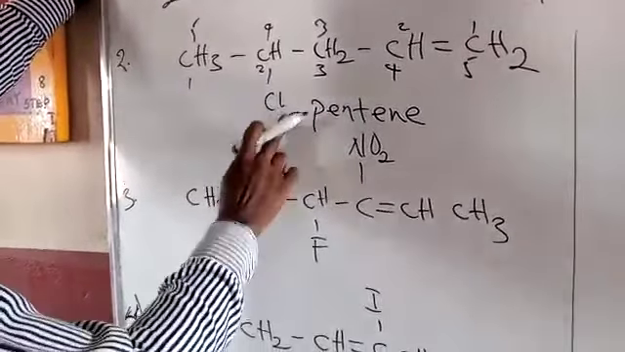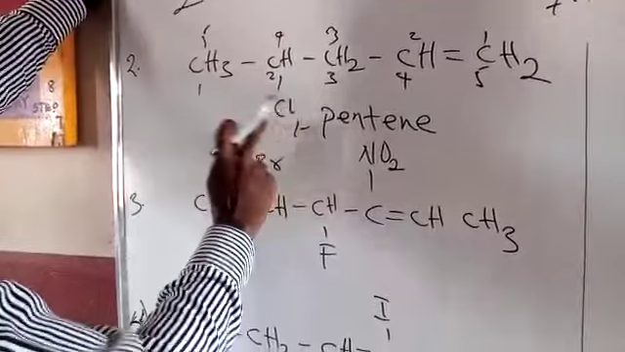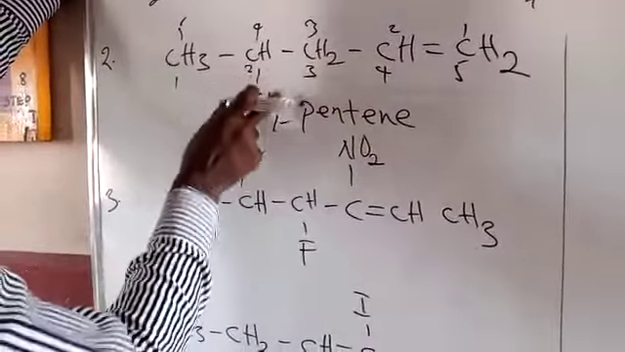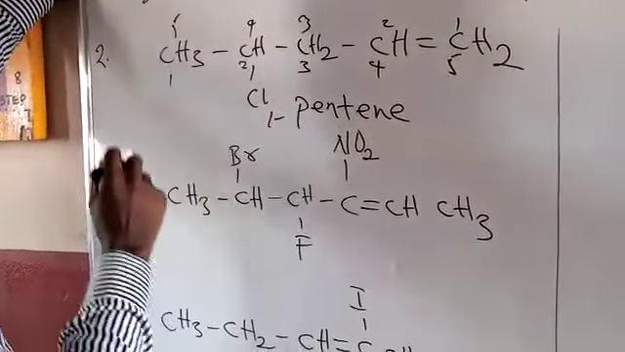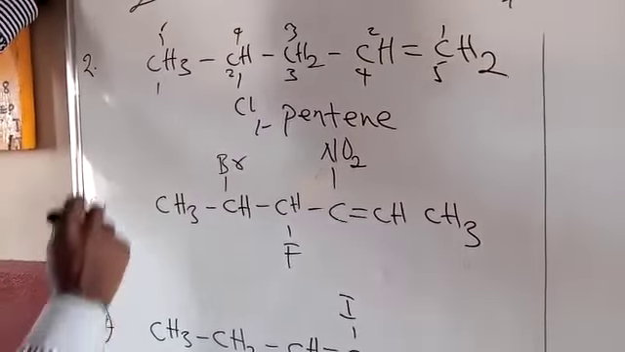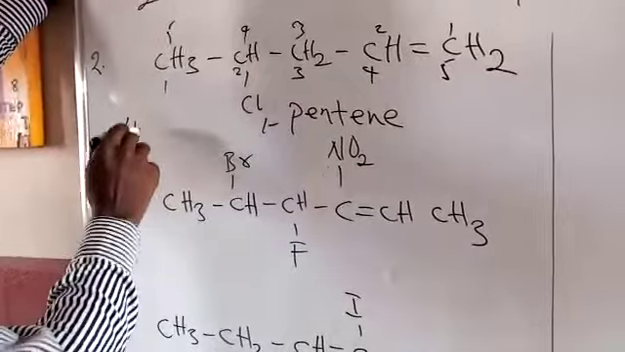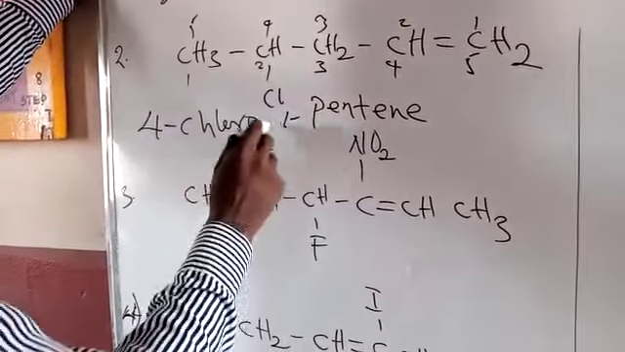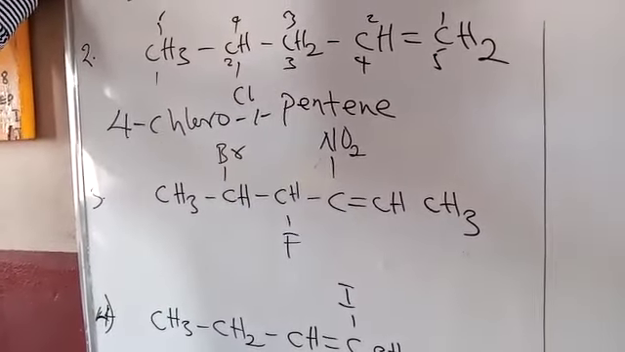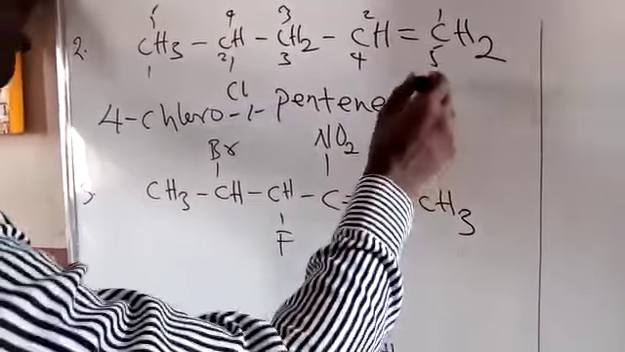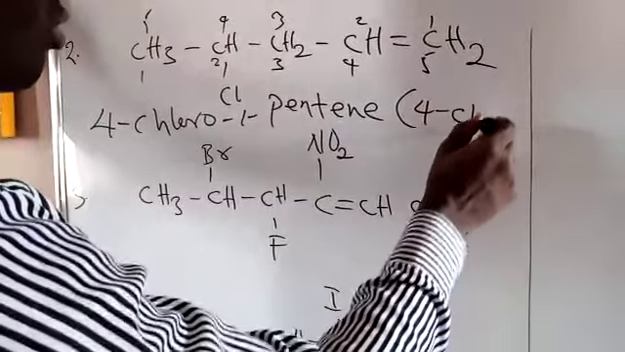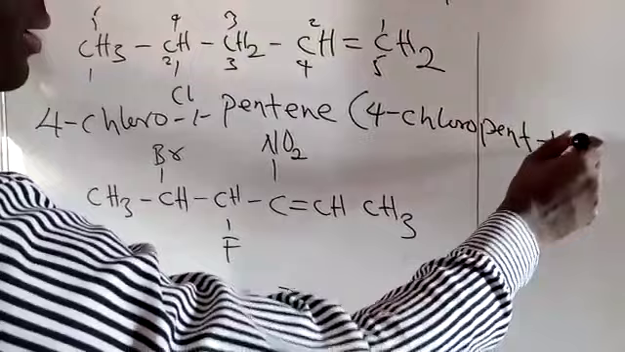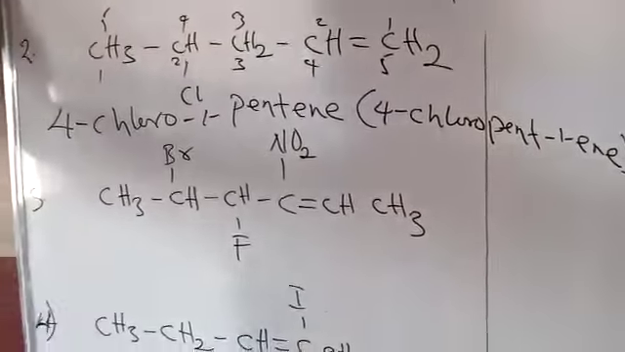But because of the presence of this chlorine, it's an attachment. 1, 2, 3, 4. The chlorine is attached at carbon 4. So we call this 4-chloropentene. Call it 4-chloro-1-pentene. Or you can also call it 4-chloro-pent-1-ene. So that's how you name that.